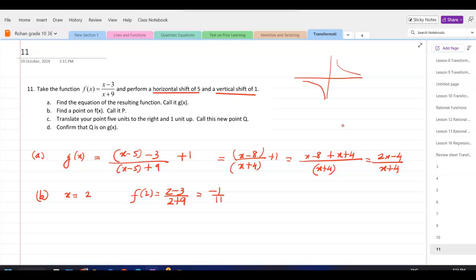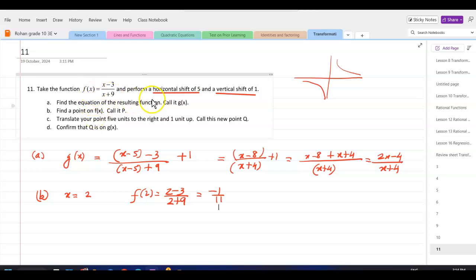Wait, won't it be 2x minus 4, right? So won't it be 2 times 2, so 4 minus 4? Which sum are you doing? f(x). Oh, sorry, I was looking at the new equation. f(x), this is f(x), the new equation.